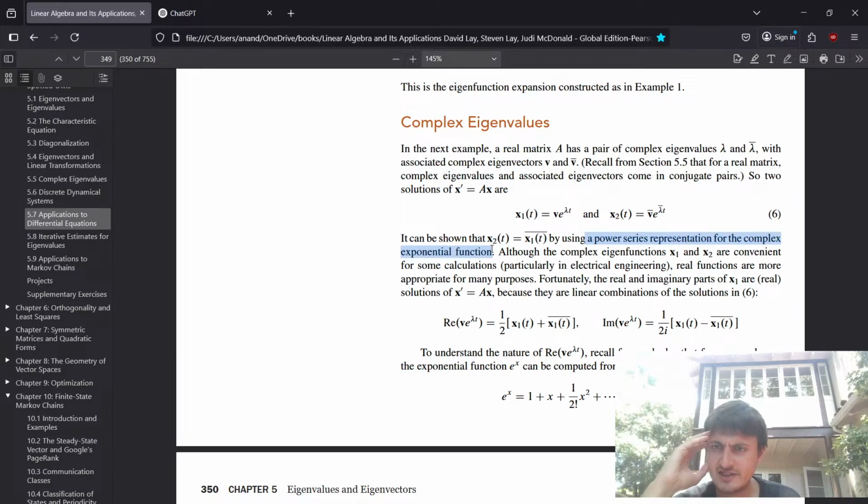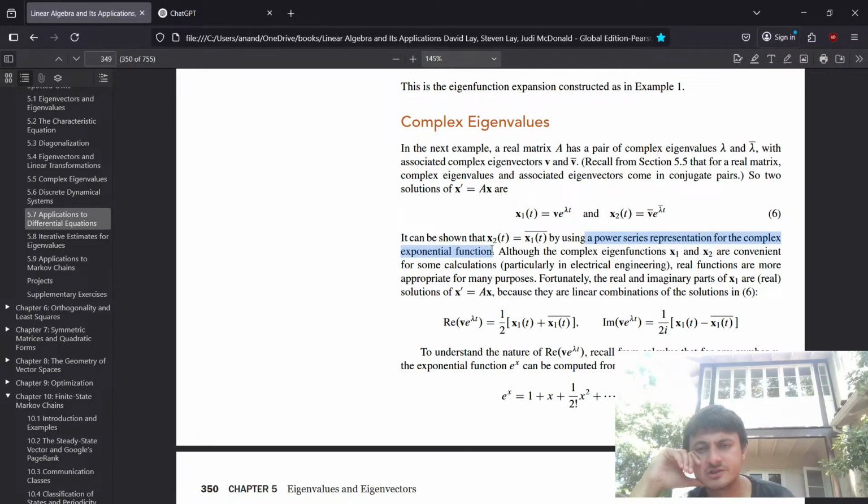Although the complex eigenfunctions x1 and x2 are convenient for some calculations, particularly in electrical engineering, real functions are more appropriate for many purposes. Fortunately, the real and imaginary parts of x1 are real solutions of x prime equal to Ax because they are linear combinations of the solutions in 6.